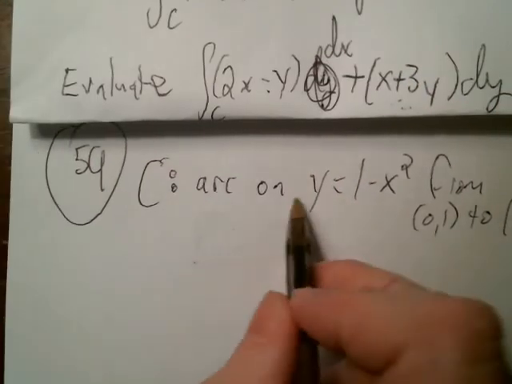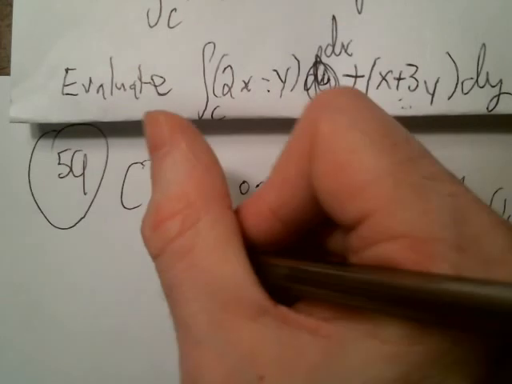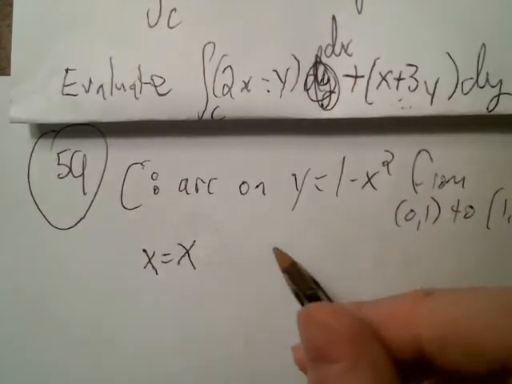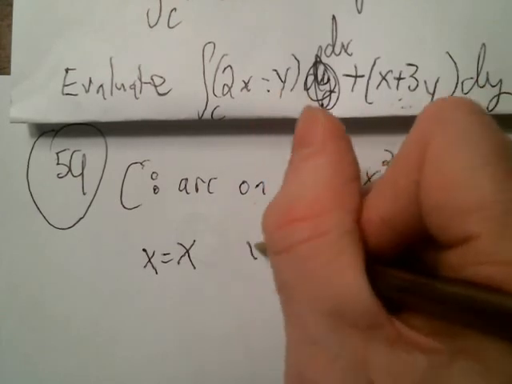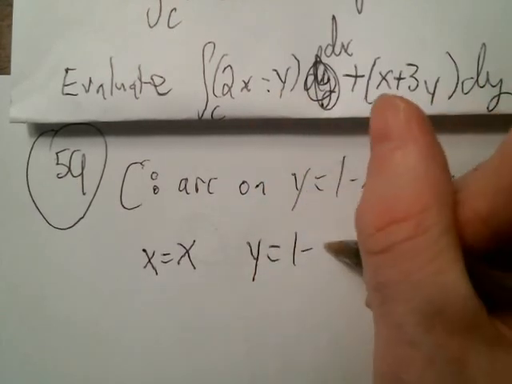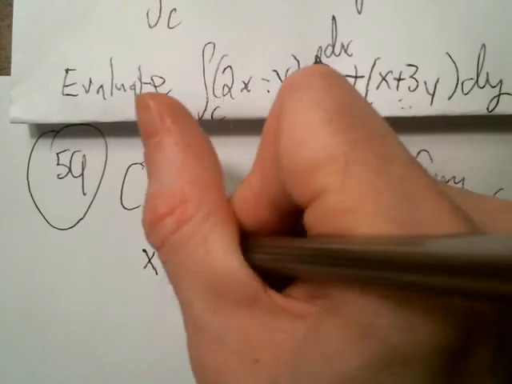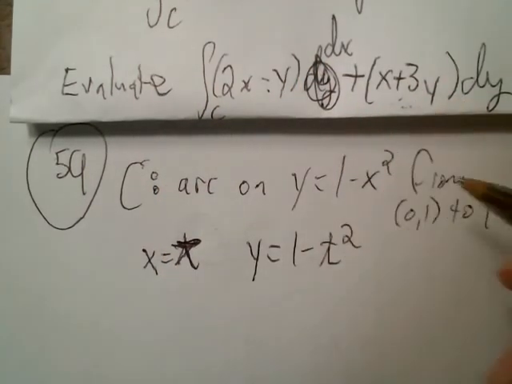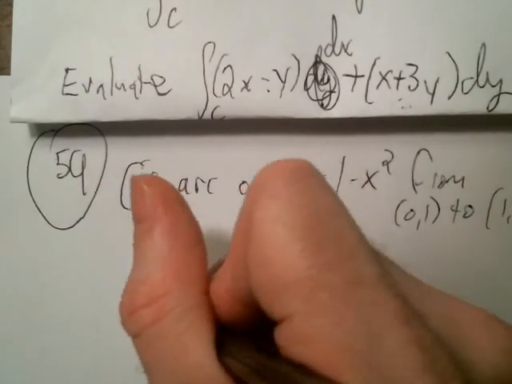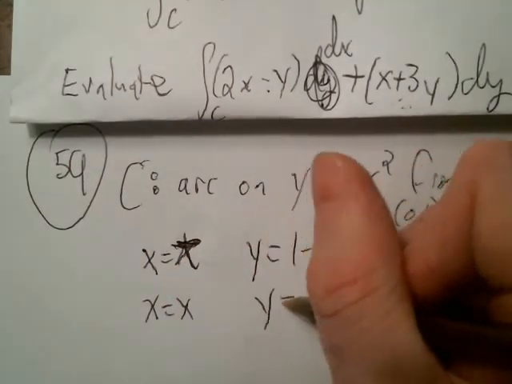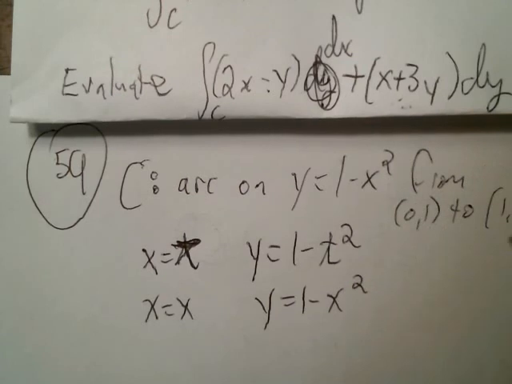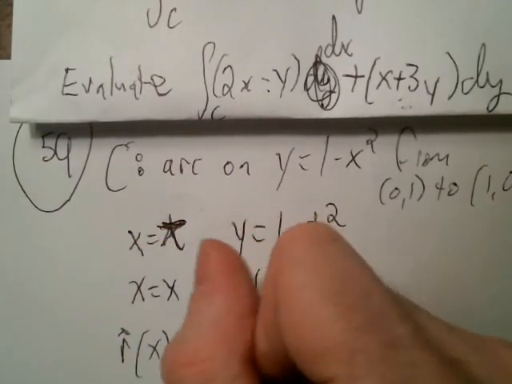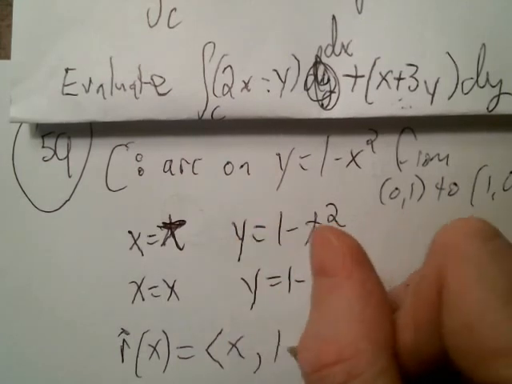So you can say, all right, as a parametric equation, let x equal x, and then let y equal 1 minus x squared. If you'd rather, you could just put a t, right? So let x equal t and let y equal 1 minus t squared. But that's equivalent to just saying let x equal x and let y equal 1 minus x squared. So your vector valued equation is in terms of x, right? So you get x comma 1 minus x squared.